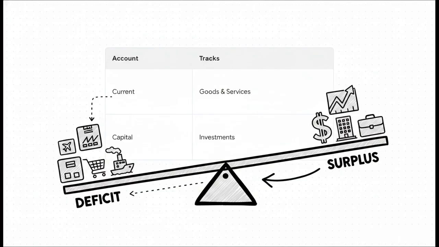On the flip side, you have the capital account, which tracks investment flows, stuff like foreigners buying U.S. stocks, bonds, and real estate. The big takeaway? A deficit on the current account side is typically offset by a surplus on the capital account side. They balance each other out perfectly.